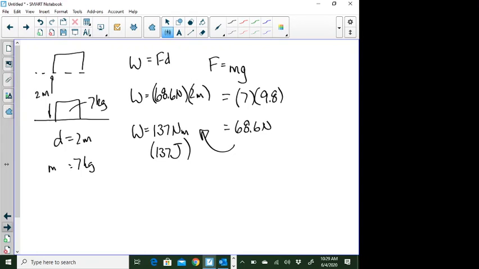Now, I'm writing joules underneath. I wouldn't expect you to do that. I'm just doing it to help reinforce the idea that newton meters and joules represent the same thing. We're good? Okay.